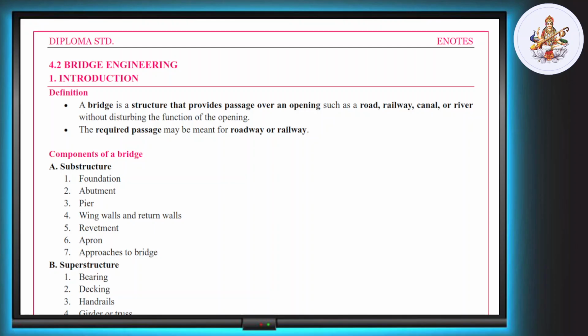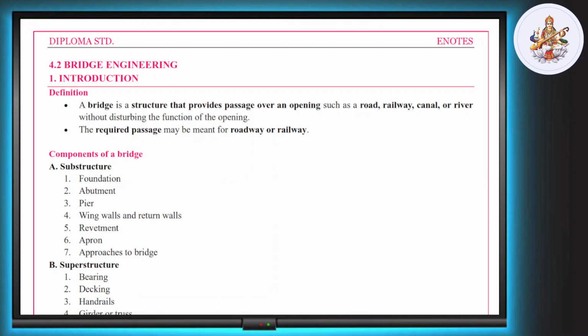A bridge is a structure that provides passage over an obstacle, such as a road, river, canal, or railway, without interrupting the natural function of that obstacle. The bridge is usually used to carry traffic, either roadways, cars, buses, or railways, trains, across a gap. So, in simple terms, imagine you need to cross a river, but without touching the river or disturbing boats that move in it. That structure you build across it is what we call a bridge.